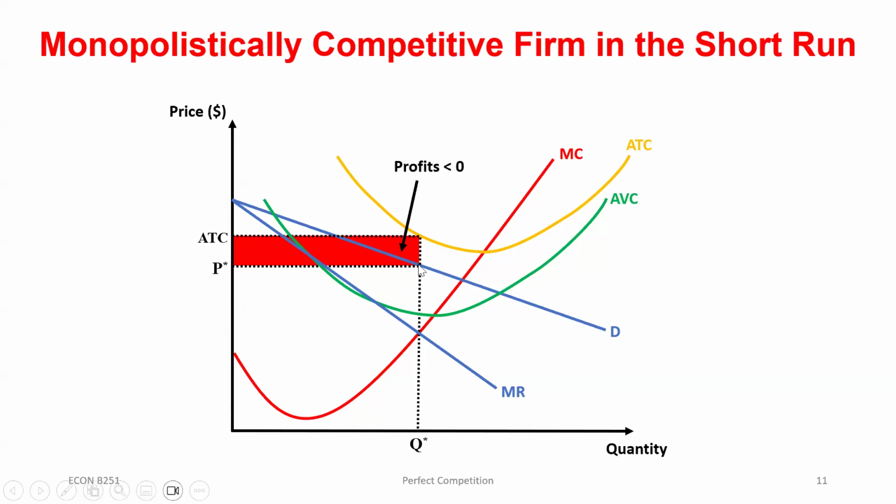The quantity I'm selling, that would be the width of my rectangle, times the difference between my price and average total cost. That's the height of this rectangle. This represents my profits, but they will be negative. Now, do I stay open or shut down here? Well, my price is above average variable cost, so I should stay open to minimize my losses. Okay. Any questions on this idea before we take it one step further and think about why shutting down makes sense?